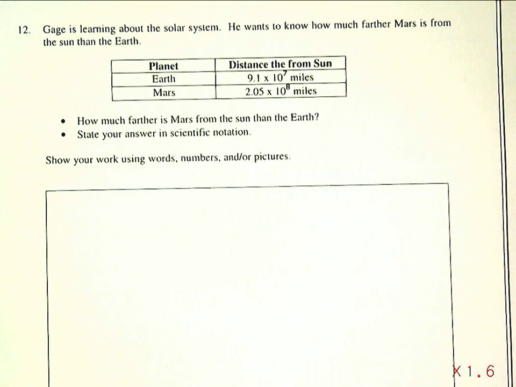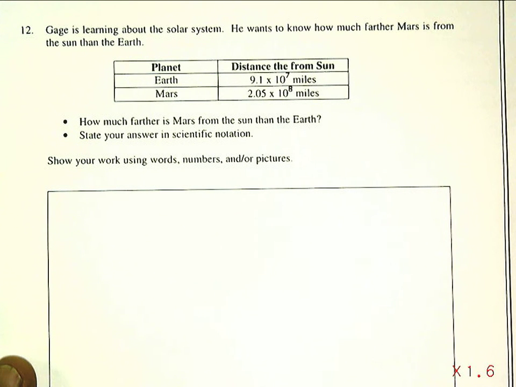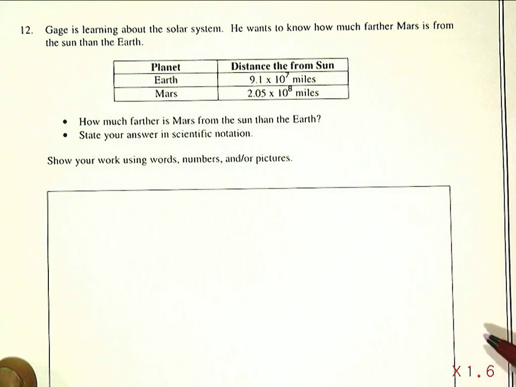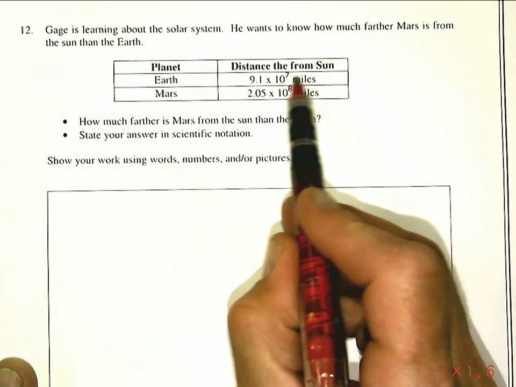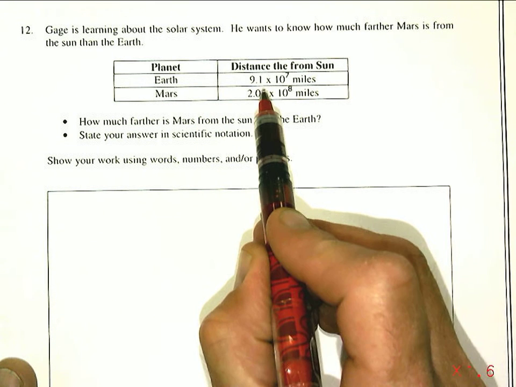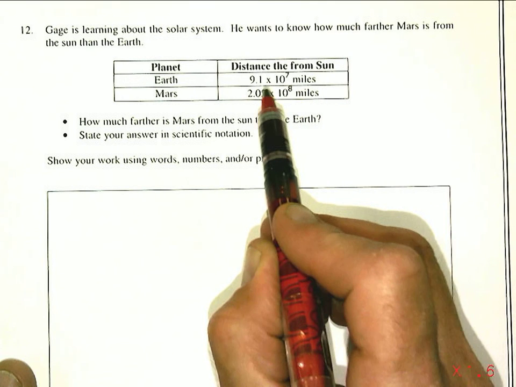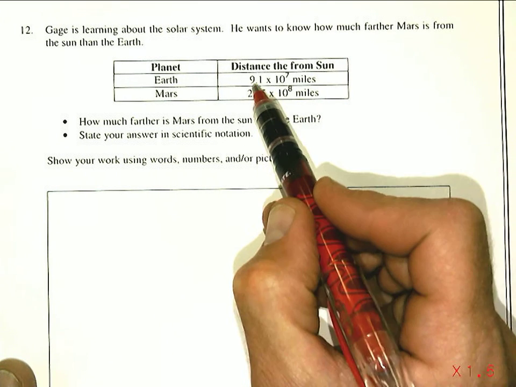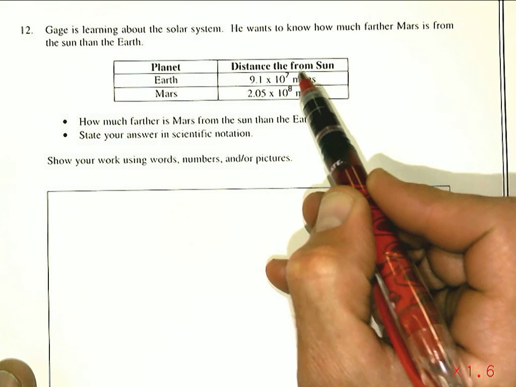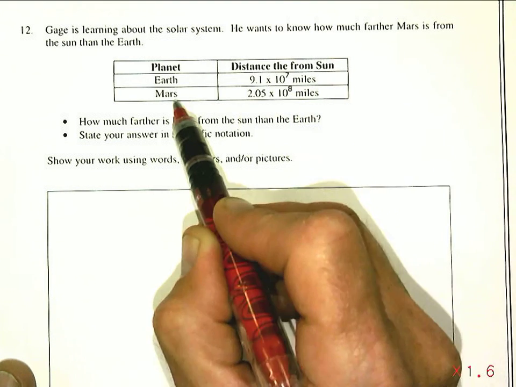In problem number 12 from the MSP practice test, we're looking at scientific notation, which usually is used when you have extremely large numbers or very small numbers, and oftentimes in science situations, like in this one where you're looking at the distance from the sun of the Earth and Mars. They're a really long distance away, and so writing the distance in actual miles would be lots of numbers. So we use this kind of abbreviated version, 9.1 times 10 to the 7th power miles, and 2.05 times 10 to the 8th power miles for Mars.